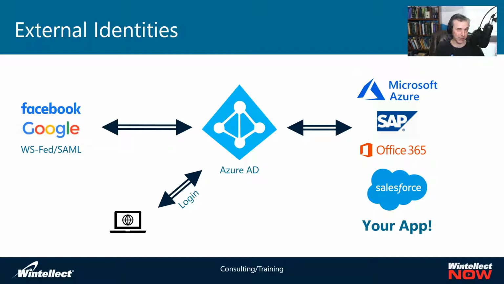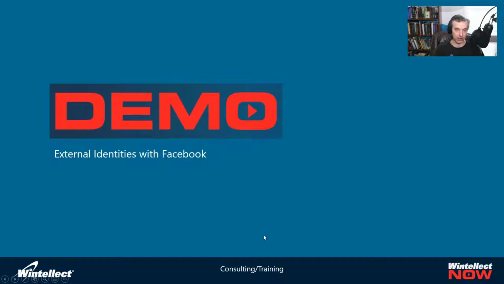I want to show you the connection between these two first, and then we will look at an app registration in a minute that will actually use this. So I'm going to go back to the Azure portal and take a look at external identities and look at how this works, because this is an interesting use case. It's just another way to get identities into your Azure Active Directory though.